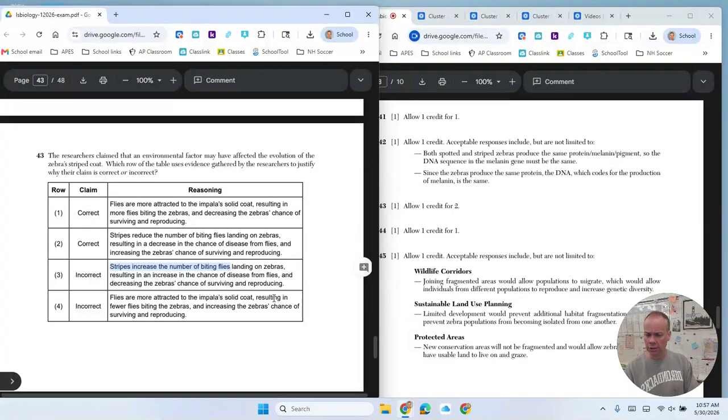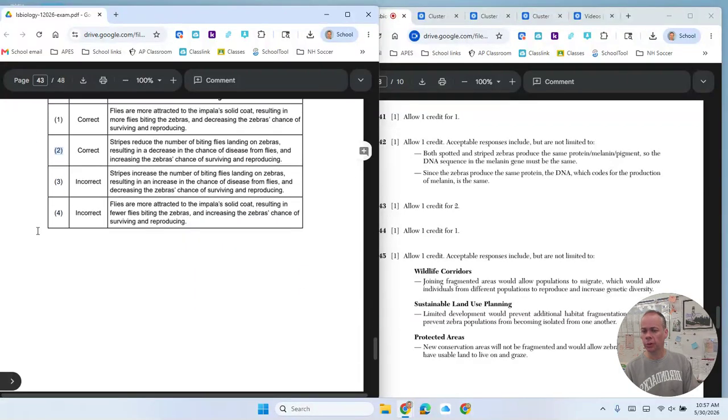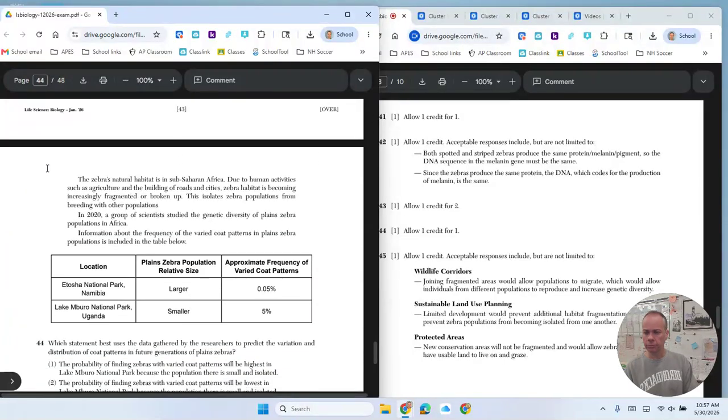And then number four, that the claim is incorrect. Flies are more attracted to the impala solid coat, resulting in fewer flies biting zebras, increasing their chance of survival. Well, here the reasoning looks good. That looks correct. But this reasoning would support the claim. It doesn't provide evidence the claim is incorrect. So these don't match, and that's what makes four incorrect. The correct choice in 43, okay, is 2. If you chose 2, give yourself +1 in the margin.